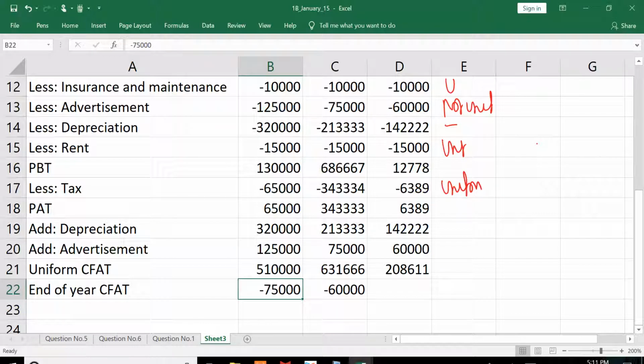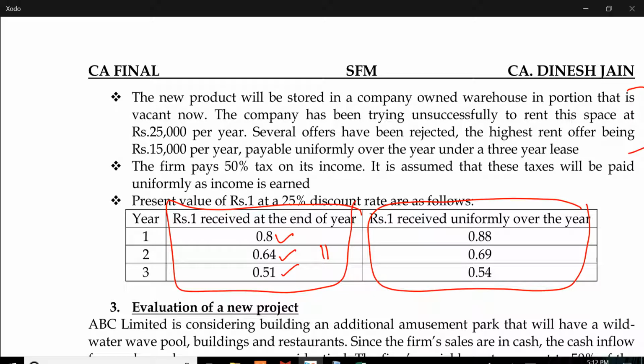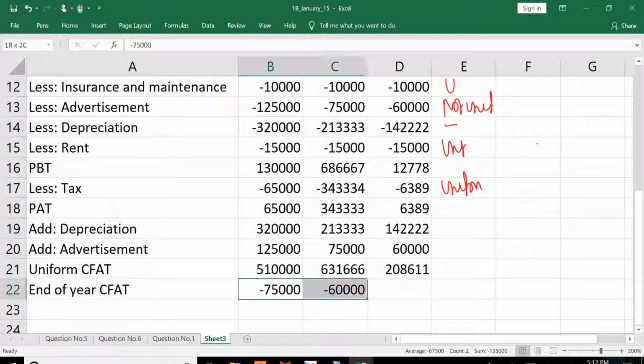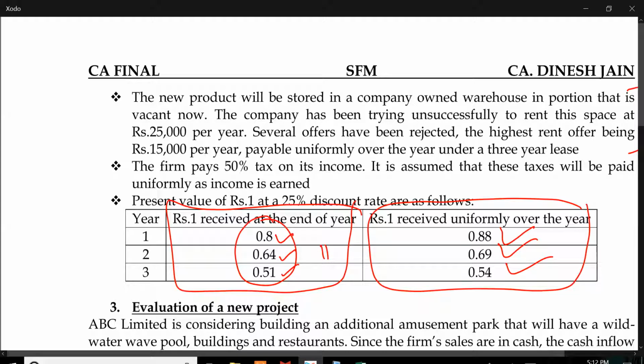See, the reason why we are segregating cash flows like this is we have two different discount factors. One is uniform discount factor, which is the more logical one. Practically you will have uniform cash flows only. Nothing is like end of year. I cannot be doing a sale on one single day. So finance assumes everything to happen at the end of the year. That is more for simplicity's sake. Any doubts on this? This will be multiplied with 0.88, 0.69 and 0.54. The other one which you see at end of year, this will be multiplied with 0.8, 0.64 and 0.51. Any doubts on this?